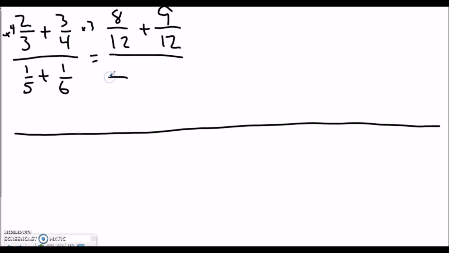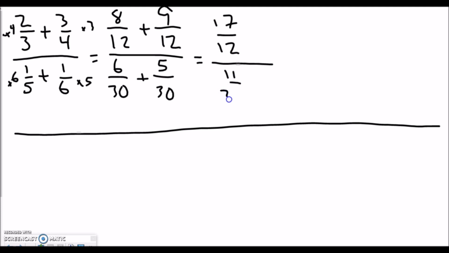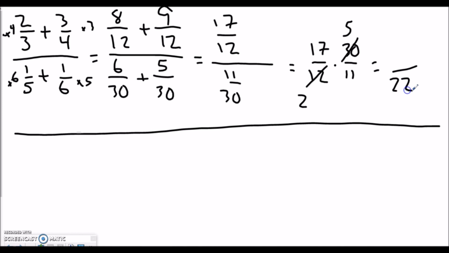Down here, common denominators would be 30. So maybe you want to write your times 6 to help get your numerator, and your times 5 to help get your numerator. Add those together, 17 over 12, all over 11 over 30. Flip those around, 17 over 12 times 30 over 11. And I actually do get some reducing here. I can take a 6 out of 12 2 times and a 6 out of 30 5 times. Nothing else looks like it's going to reduce.